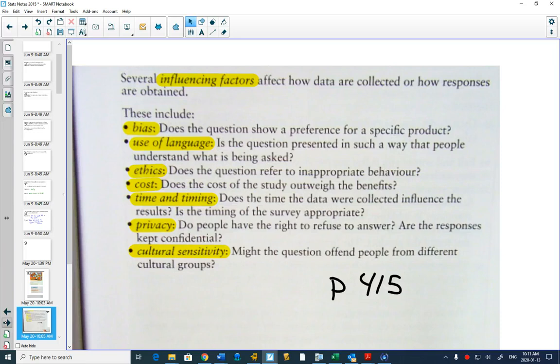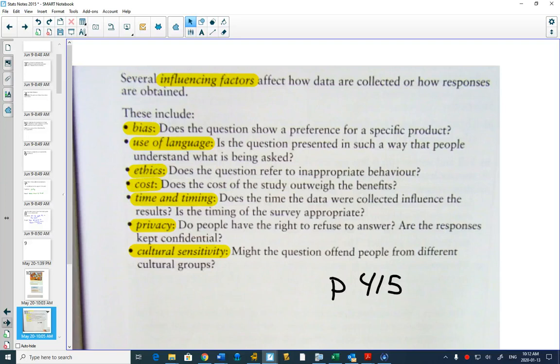Okay? Privacy. Do people have the right to refuse to answer? Is their answer confidential? That could affect the results. And finally, cultural sensitivity. Okay? You could ask questions that don't fit a culture. For example, you could ask about a religious holiday to another religion that doesn't celebrate that holiday. That wouldn't necessarily be a good use or a good way to collect the data.